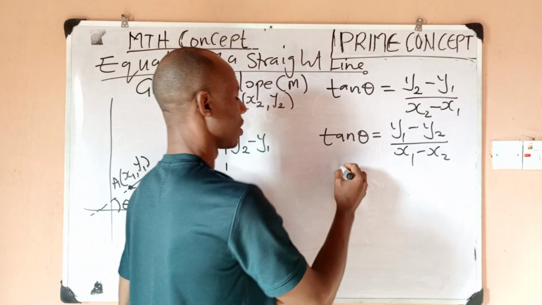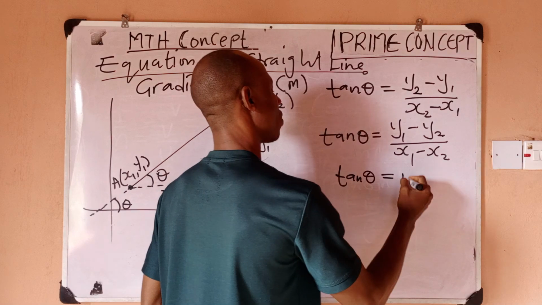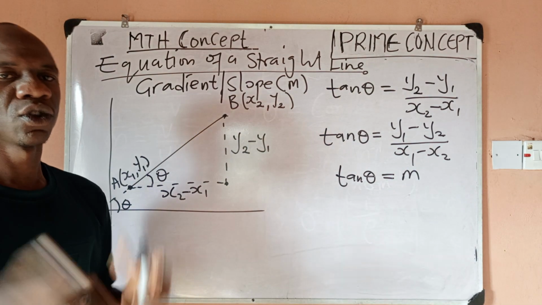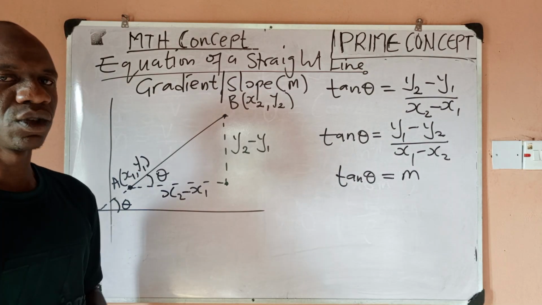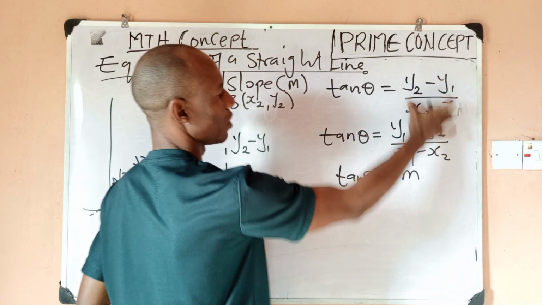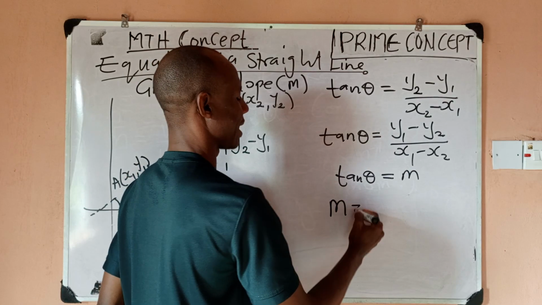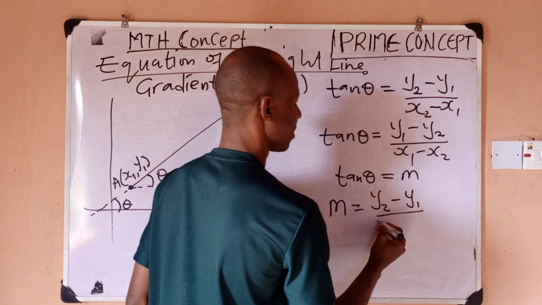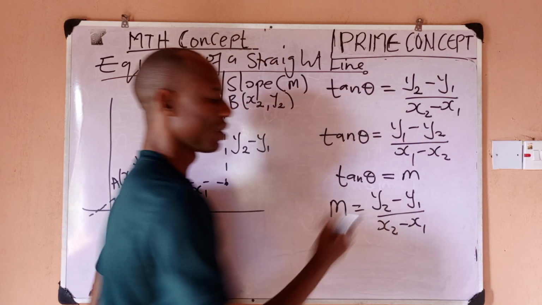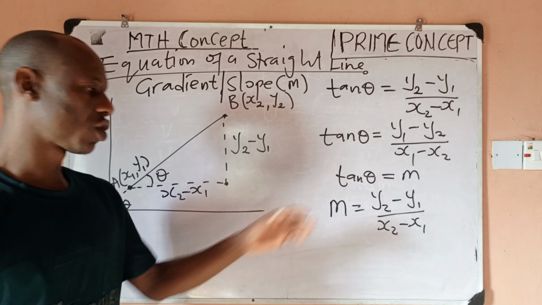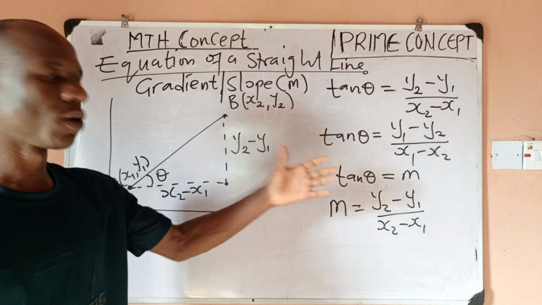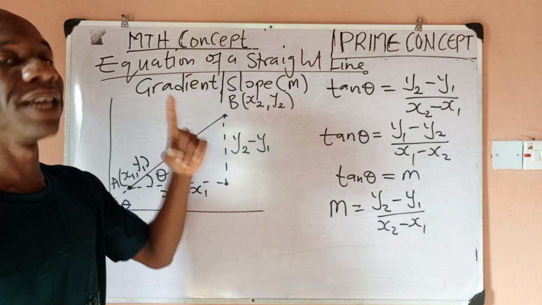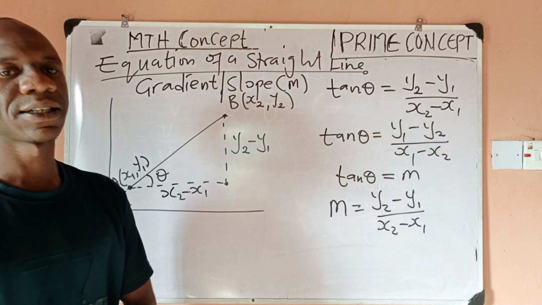So you would note that tan theta is equal to m, which is the slope or gradient of a straight line. So if you want to find the slope of a straight line, you're simply going to use any of these equations. Which simply means that m, the gradient, is going to be y2 minus y1 divided by x2 minus x1. So this is how you can find the gradient or the slope of a straight line, right? The slope of a straight line is the same thing as the tangent of the angle the straight line makes with the positive x-axis, right?